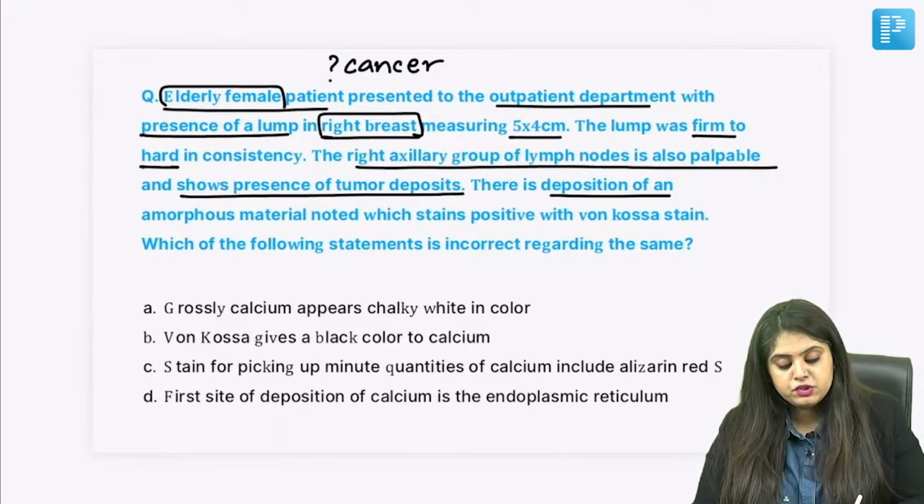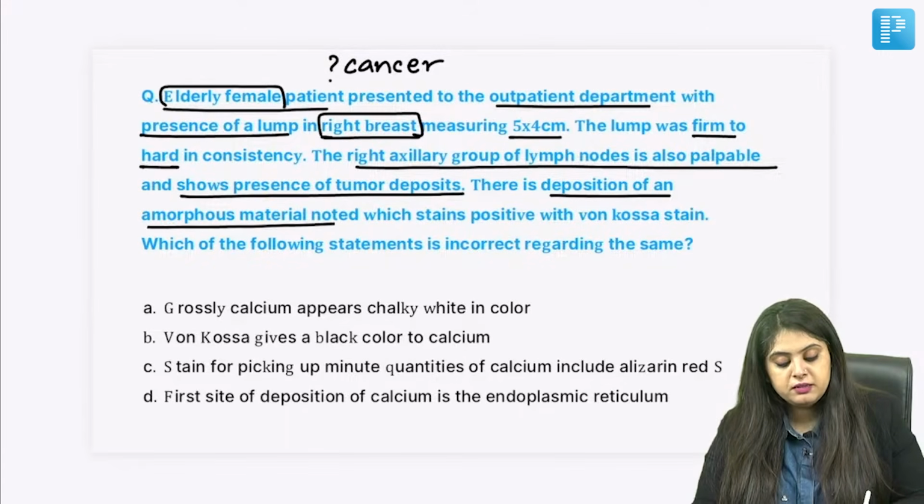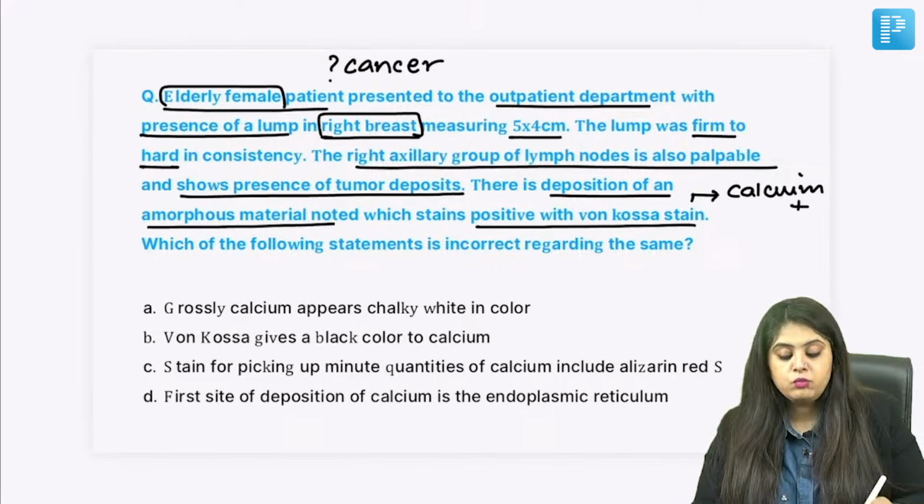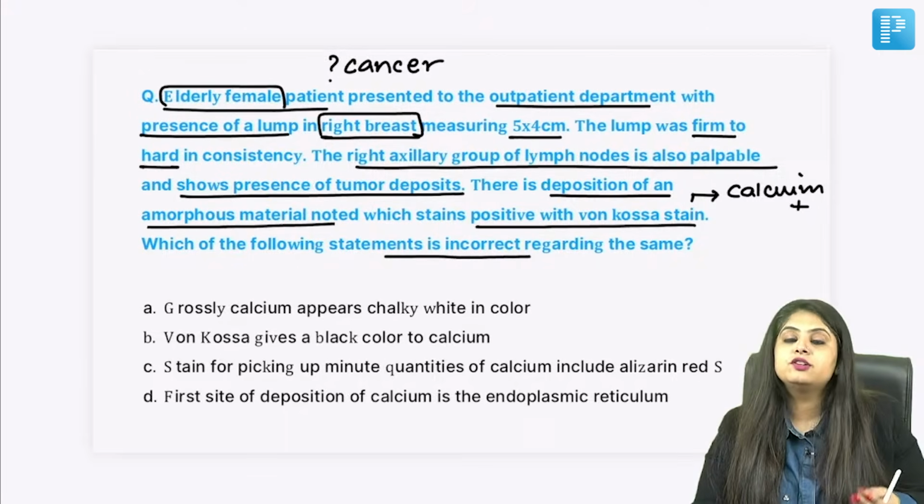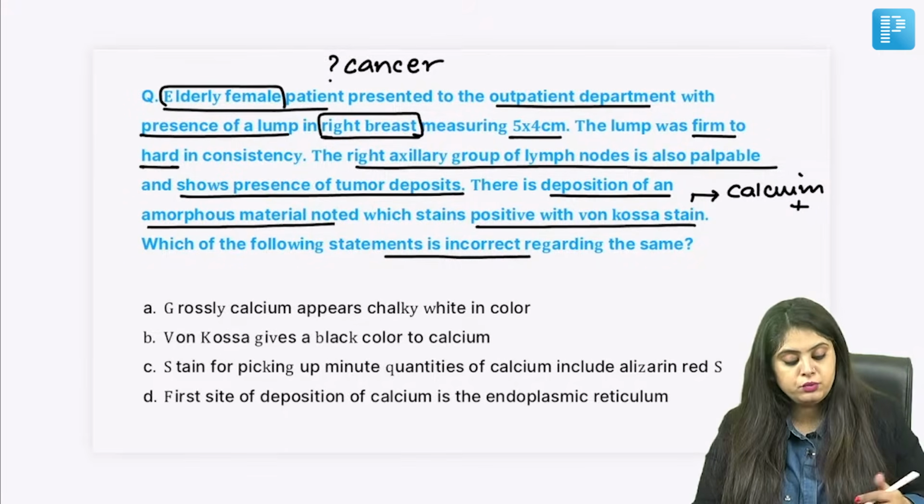There is deposition of an amorphous material positive for von Kossa. What is positive for von Kossa? Calcium is also getting deposited. They said what is incorrect about this? They are asking you what is wrong about calcium. Tell me true and false.